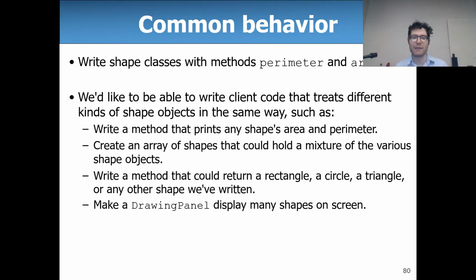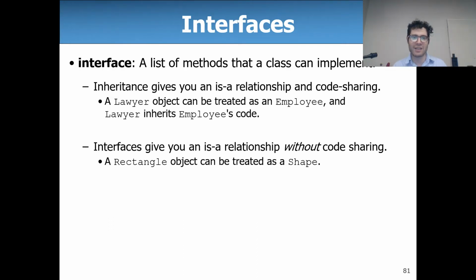So we'd like to have a shape so we can have an abstract shape method, so we can use polymorphism to draw all sorts of shapes, and we know how to do it without having to make a special method for every specific shape. And the way we can do that is using an interface. So inheritance gives you an is-a relationship, and it shares code. Interfaces give you an is-a relationship, but it does not give you any free code.